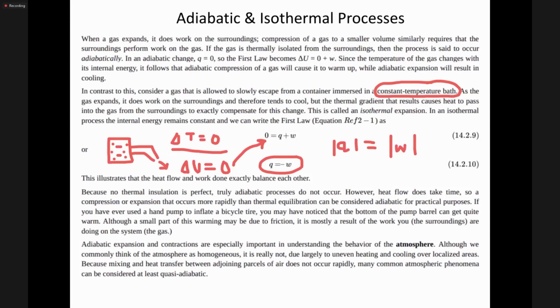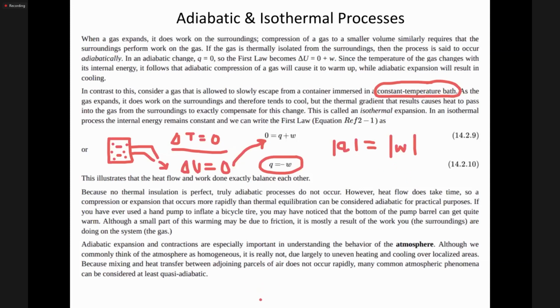I am compressing the gas. So adiabatic expansion and compression are especially important if you consider changes in the behavior of the atmosphere. Although we commonly think that the atmosphere is homogeneous, with the same density everywhere, in reality this is not the same, because somewhere someone is cooking, so the temperature is quite high. Somewhere there is a fridge, so there the temperature is quite low. So heating and cooling are localized in some areas.